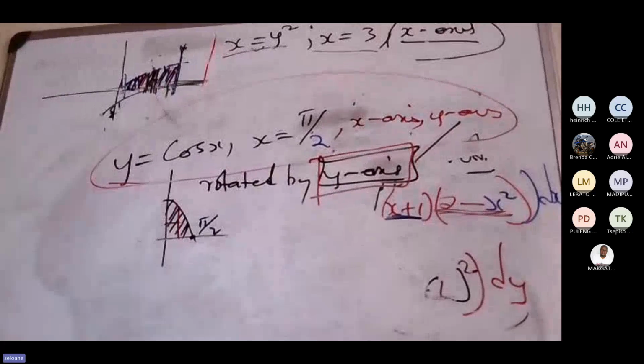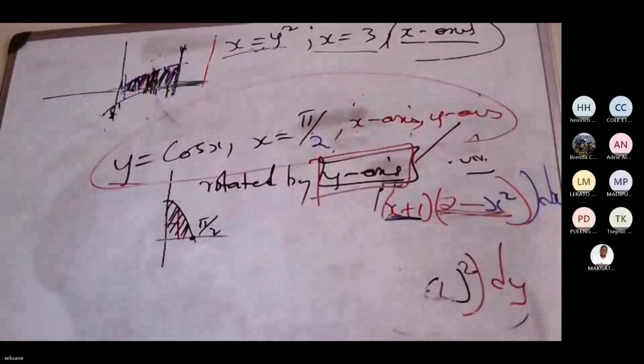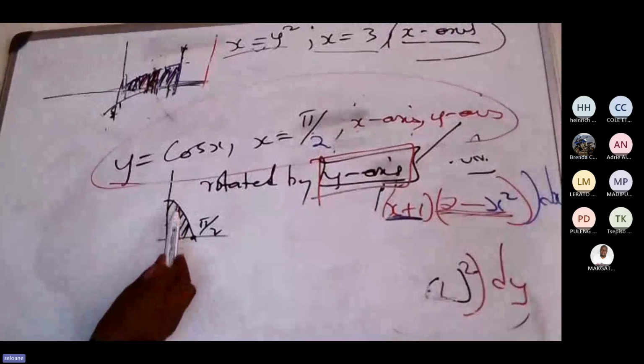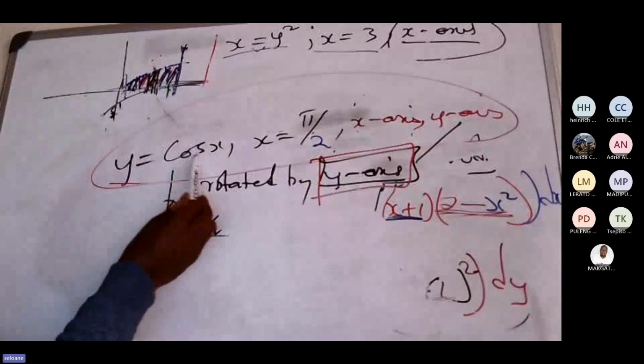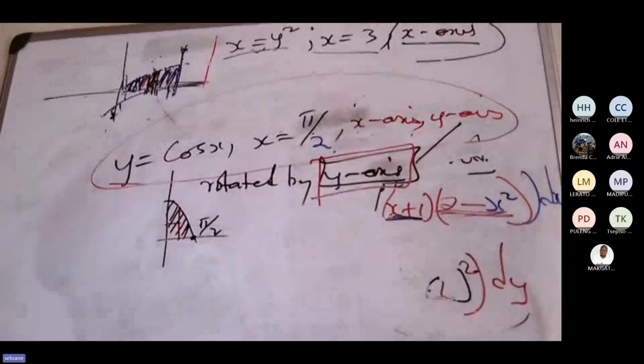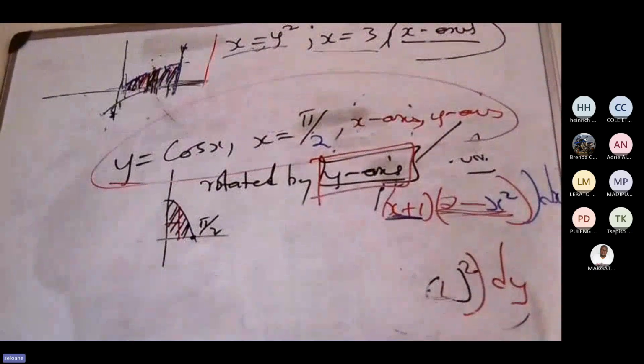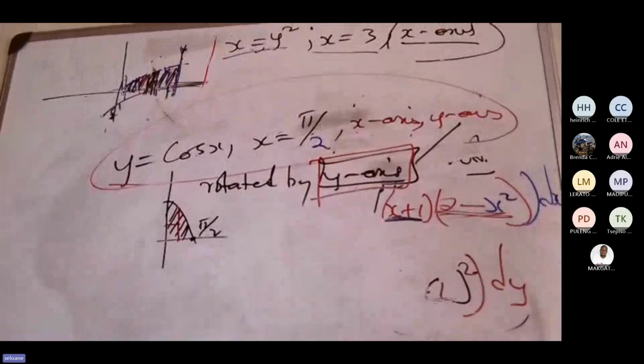Now, what about the height? It will now be y here minus y here. And y here is cos x. Therefore, definitely, the washer method, no. The shell method is going to work better.